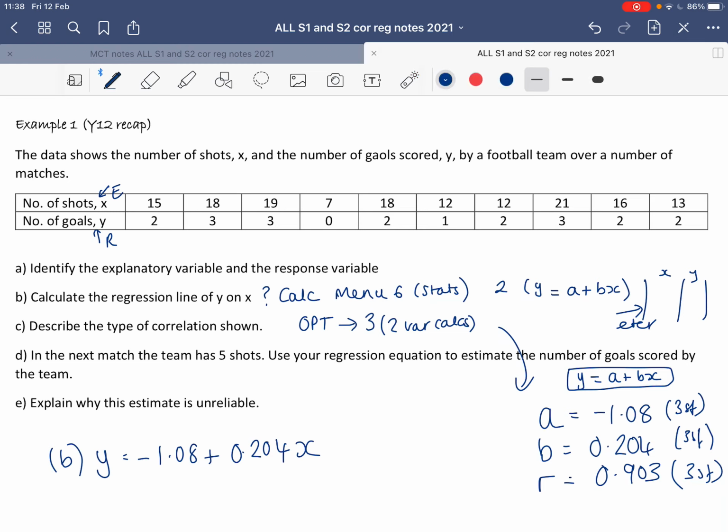In the next, so part C, describe the correlation shown. So you can use your R value there, or you can use your gradient, so it's positive. And it is strong positive correlation.